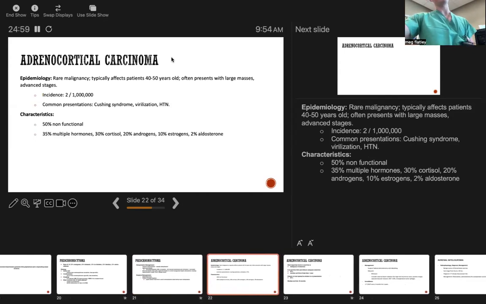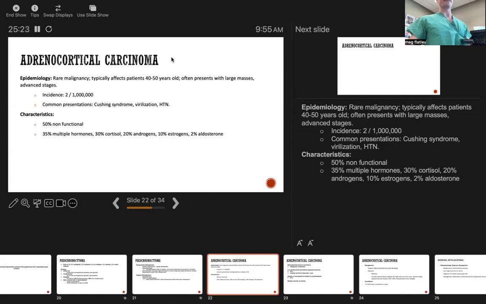Adrenal carcinoma, this is not a quiz slide. It's extremely rare, 2 per million. If they are symptomatic, they present with Cushing syndrome, virilization, hypertension, but 50% of these are actually non-functional. They often present very late. They have a very poor prognosis.